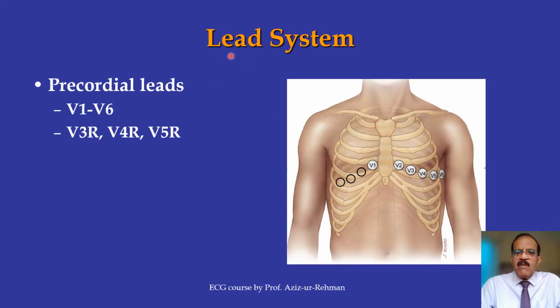Now we have talked about limb leads. They would be relevant to today's discussion, but just to complete the lead system, then we have precordial leads. We have V1 to V6. V1 is placed in the fourth intercostal space, just right of the sternum. V2 is in the same intercostal space on the left side of the sternum. Then V4 is the cardiac apex. V3 is in the middle on this line, somewhere in the middle.